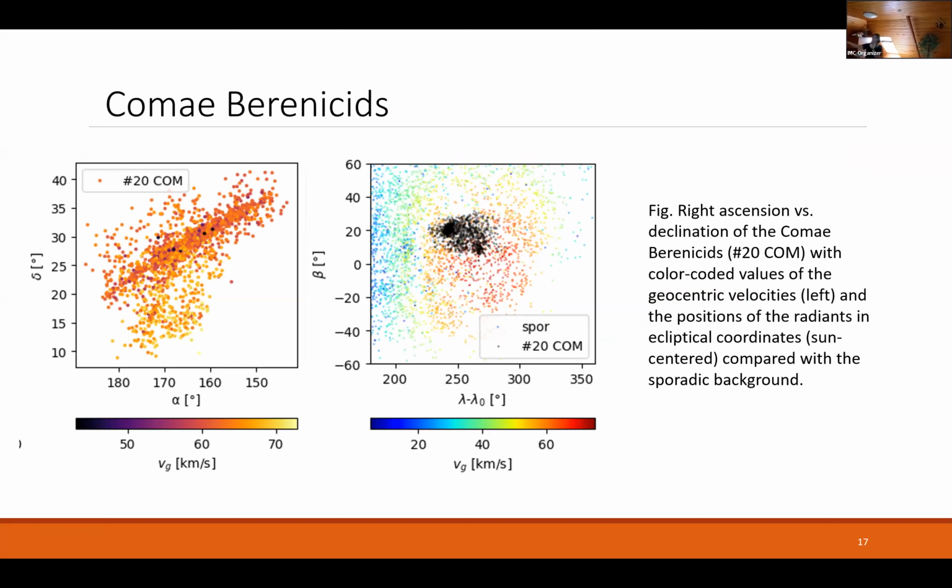There is a clear group of meteors which seem, when we look at the radiants in the ecliptic coordinates and at the sporadic background, to be infiltrators from the apex sporadic source.